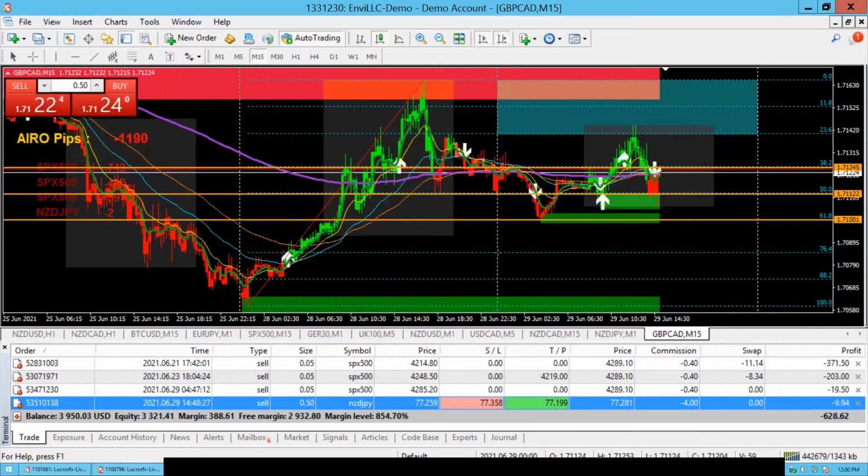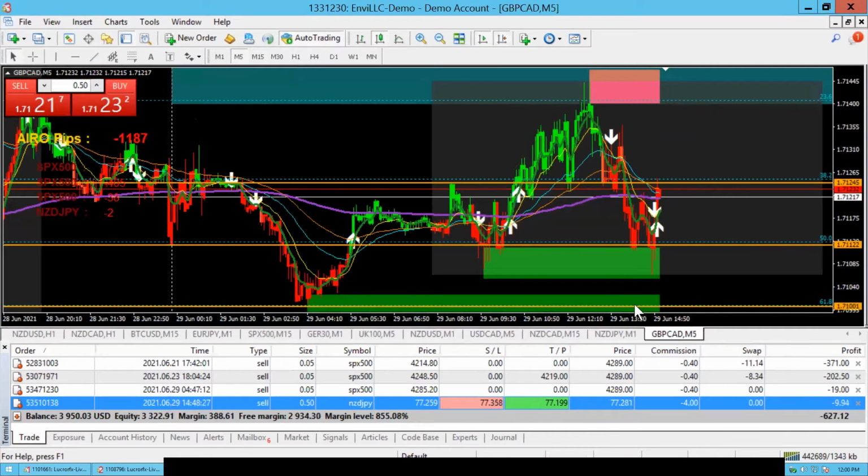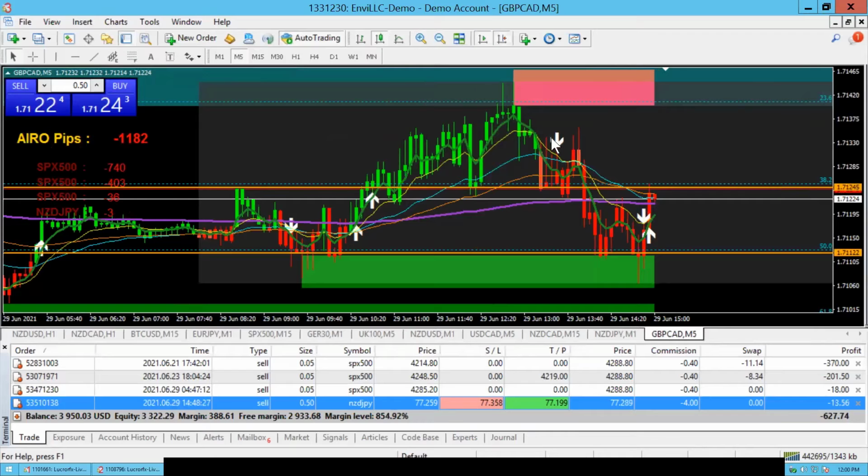Here's the bottom third. And we have our zones in the middle. Go to a 5-minute chart and see if we can find anything that looks like it's trending at all.